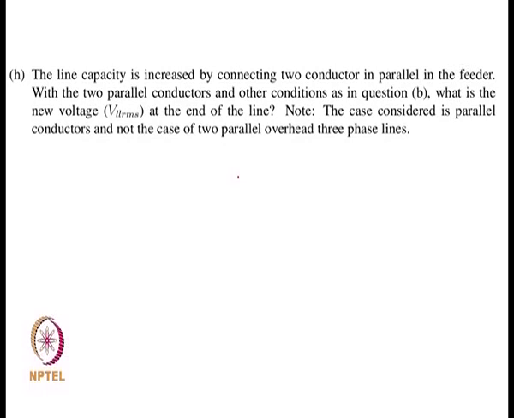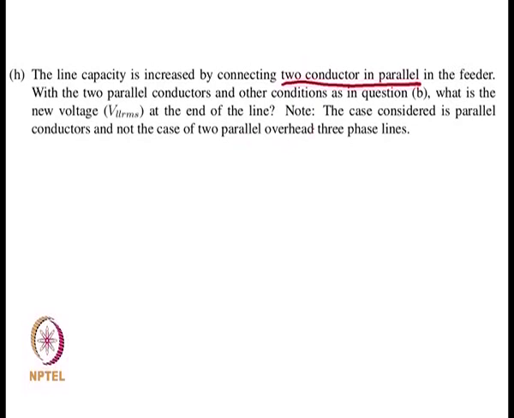So, in the next problem we are looking at the options for increasing the capacity of the line, and we are considering the case where 2 conductors are placed in parallel on the particular feeder. So, in this particular situation, what is the new voltage at the end of the line? And the case that is being considered is parallel conductors and not the case of parallel lines.